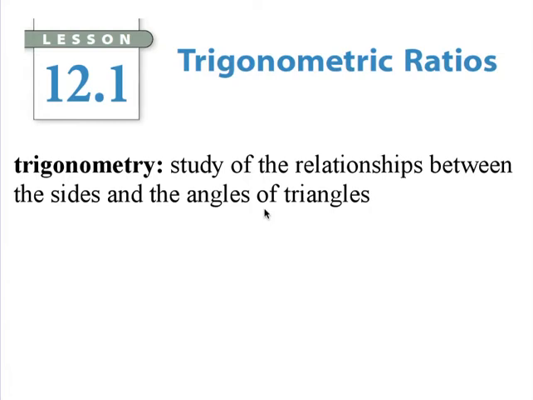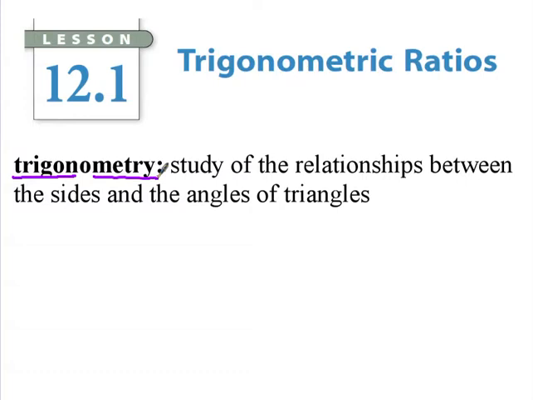Relationships between the sides and the angles of triangles. And so that's actually what trigonometry means. Okay, trigonometry actually comes from the root words trigon, which means triangle, and metry, which means measurement. And so when you look at the root words, it means triangle measurement. And that's what we're going to look at today.